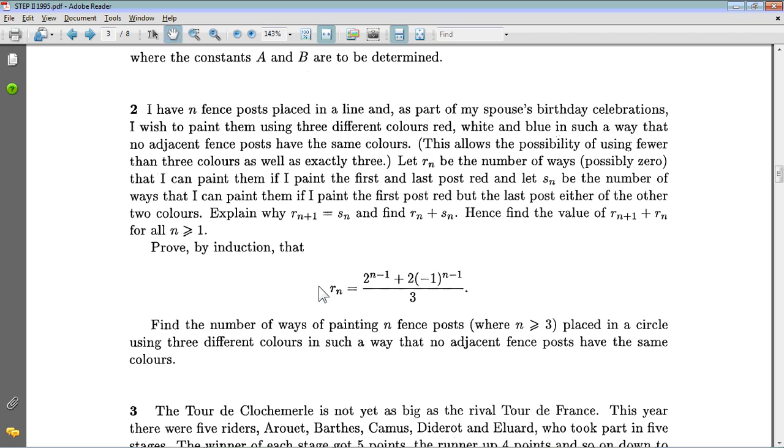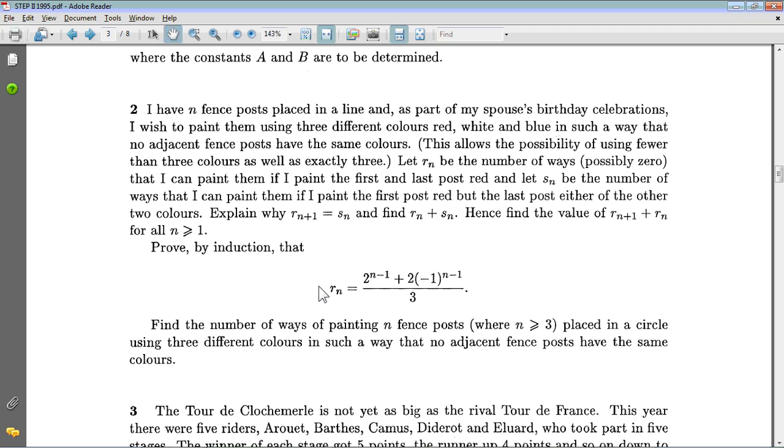But I recommend following a couple of principles. Always read the whole question to the end, even if just briefly scanning it, just to make sure you can see the set of tasks you're being set. For example, here we have explain why Rn plus 1 equals Sn. That's the first task. Then the second task is find Rn plus Sn. Then the third task is find the value of Rn plus 1 plus Rn. The fourth task is to prove a formula for Rn by induction, and then the last bit at the end, find the number of ways of painting n fence posts placed in a circle. That just looks like some kind of modification of the original task.